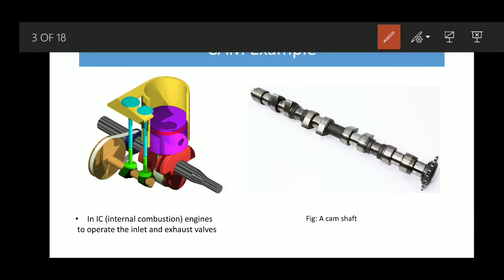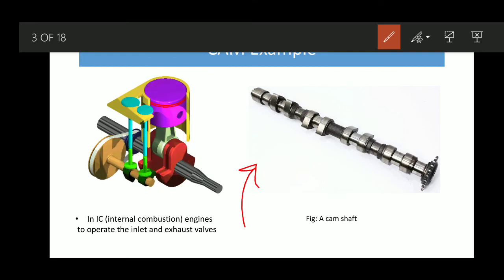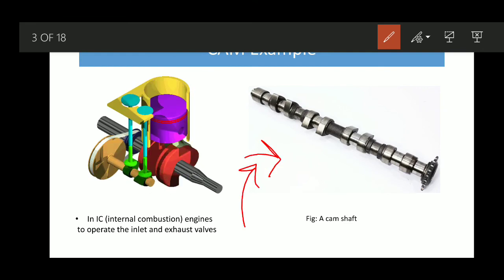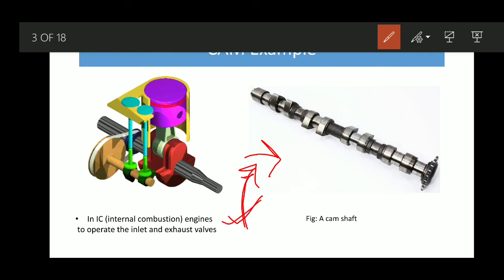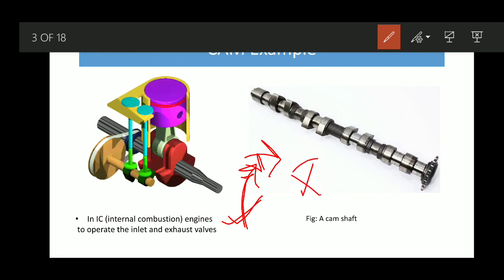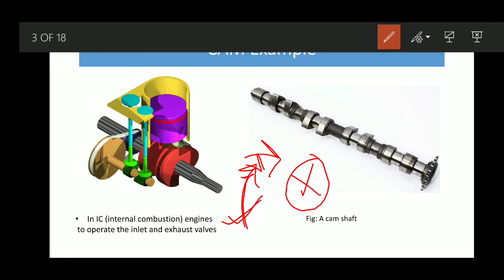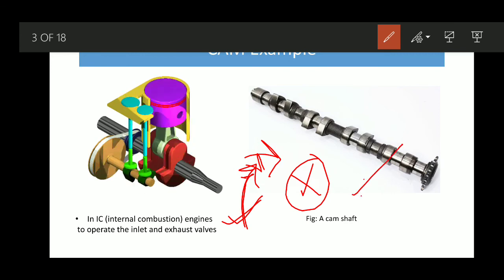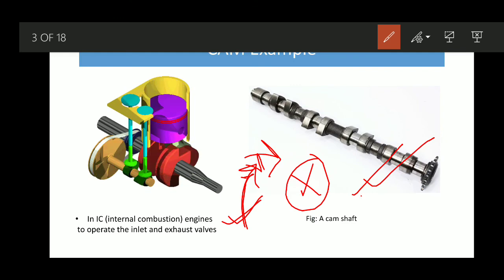We want that during the course of a suction stroke, my valve should first open so that I can take in the charge. Next, during the other strokes it should remain closed, it should not open. And after that, during the exhaust, once again it should open. So that kind of requirement is there.